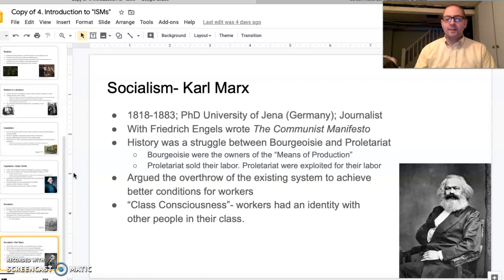And Marx and Engels argue that it is the bourgeoisie, the owners of the means of production, the factory owners, and the proletariat who are always in competition. And that's what history is made up of, these two groups constantly battling. Now, he argues that the only way for the proletariat to really experience anything good is to overthrow the existing system. And Marx is obviously demonized in the current political environment, but his idea here is that the working class, the proletariat, have this class consciousness. They understand the world as the proletariat. So capitalism and socialism have a big competition in the 19th century, and obviously still today.